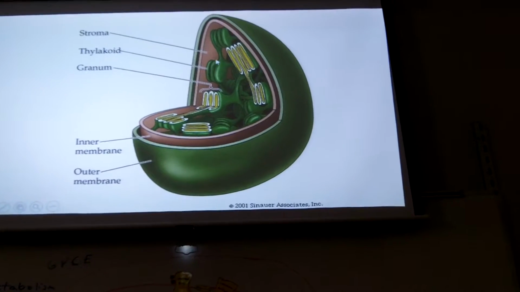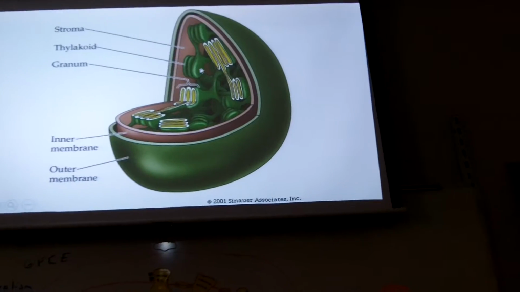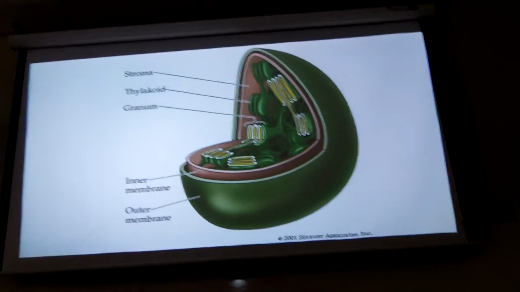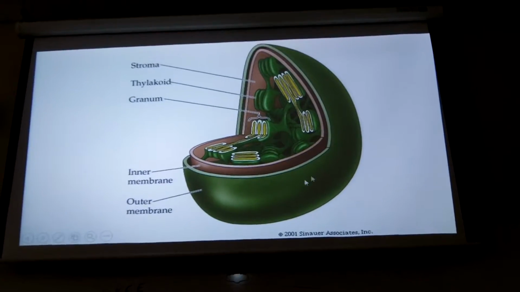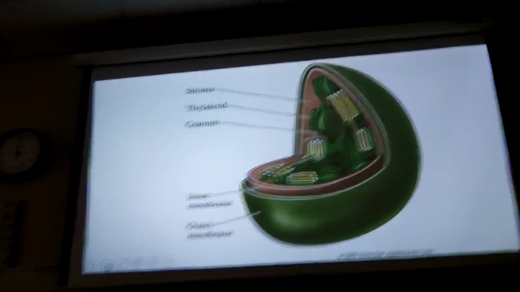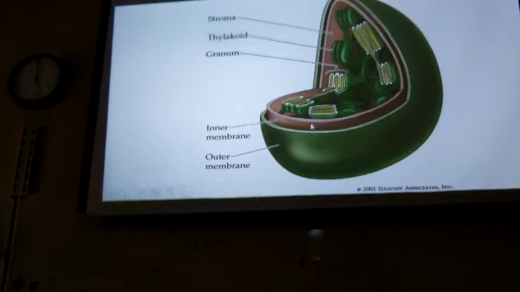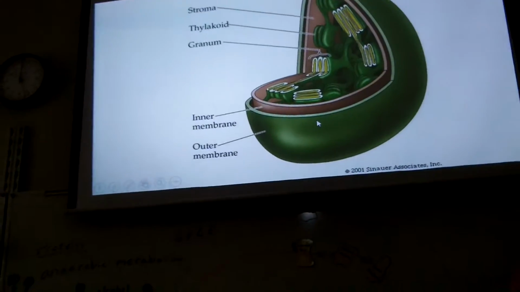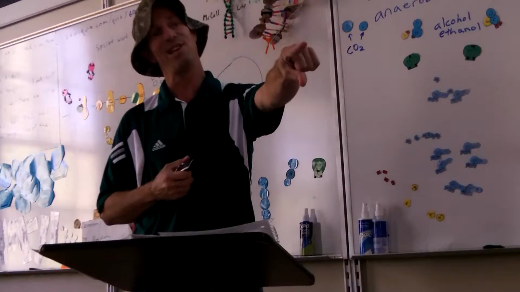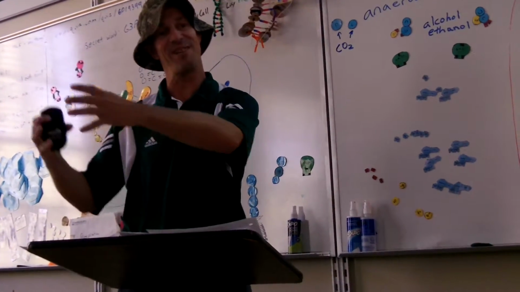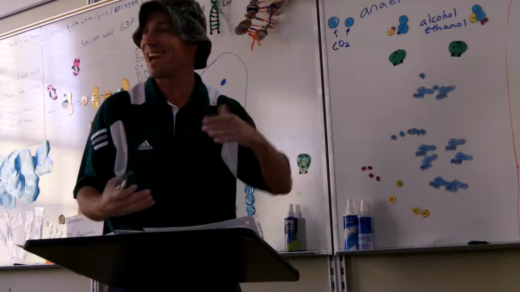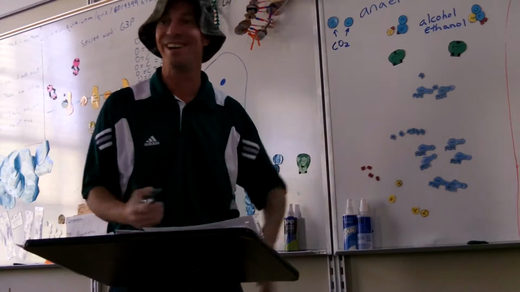And what's a stack of these thylakoids called? Granum. A granum. Learn it now. Don't wait till later. Memorize it now. And there's inner and outer membrane. You know why it has two membranes? Because it used to be a prokaryote. It used to be free living on its own, and it was pulled into a cell and surrounded by the cell membrane. So that's why it has two membranes now.